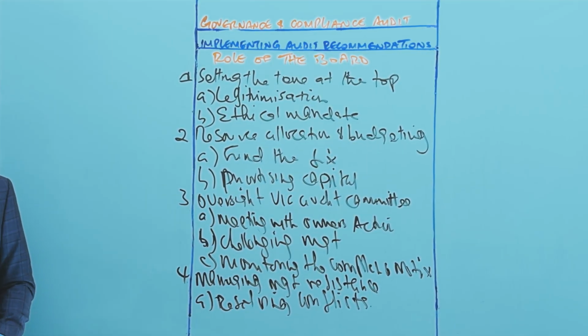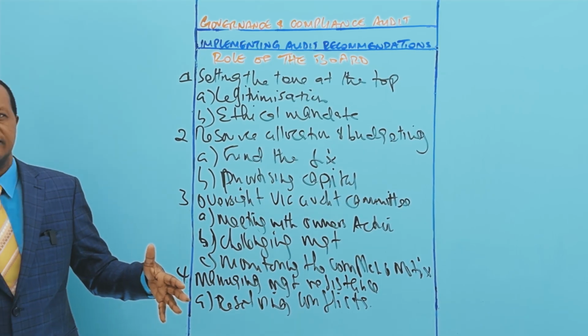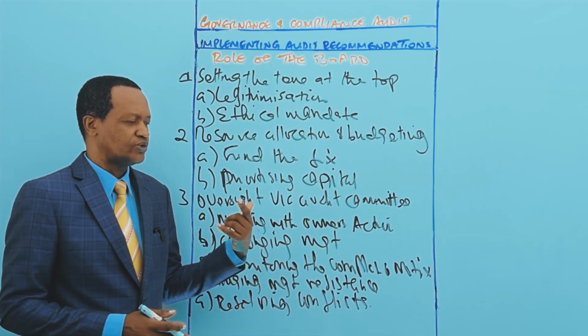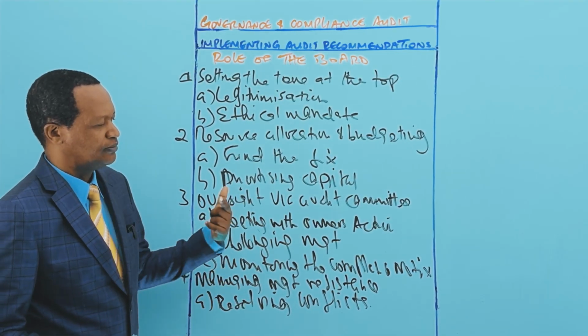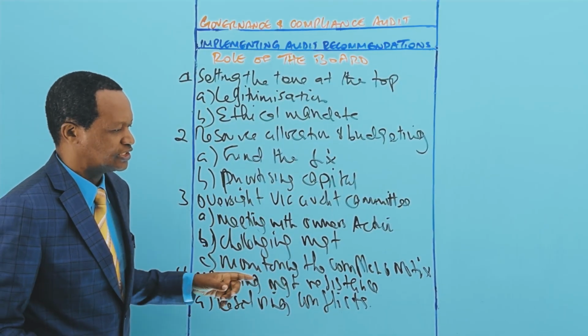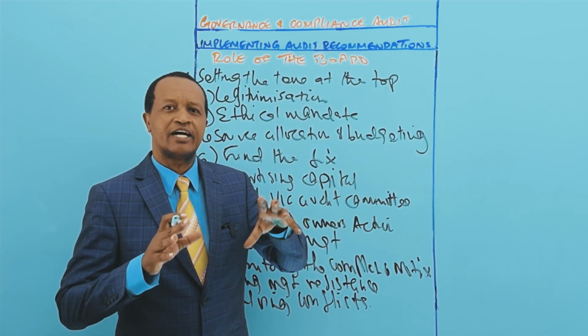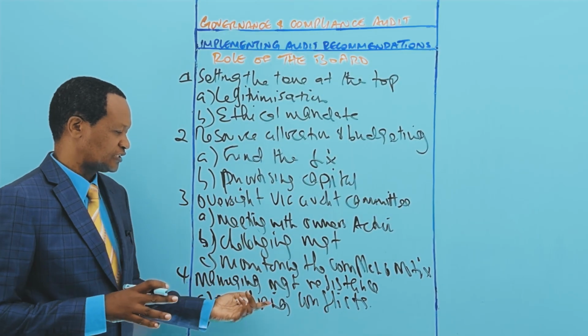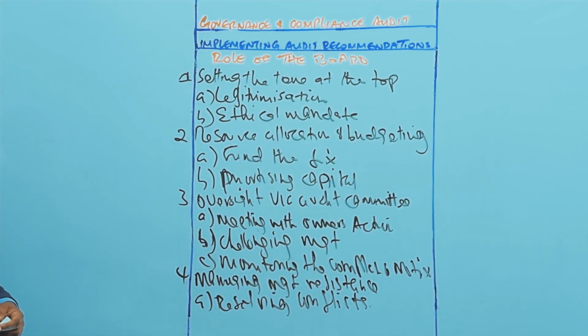If management disagrees with the recommendation, the board evaluates both sides and then makes a final decision, because the auditor may make a finding which the management may not agree with. And that is an instance when the audit committee comes in as an arbiter to ensure that such conflicts are managed.